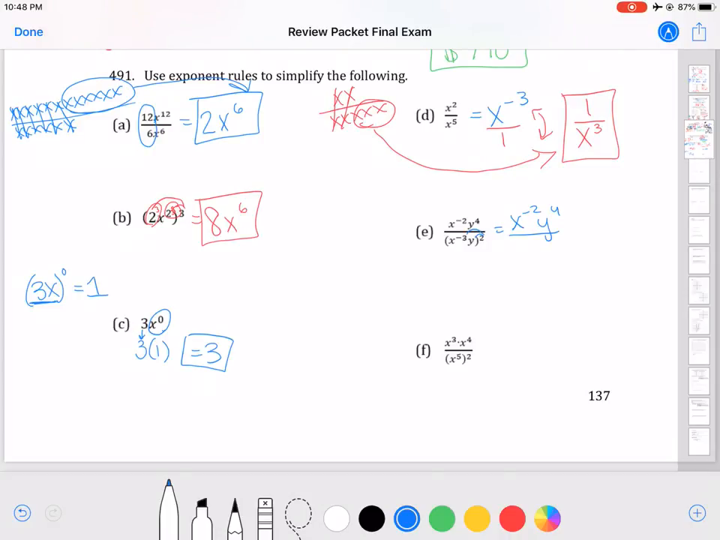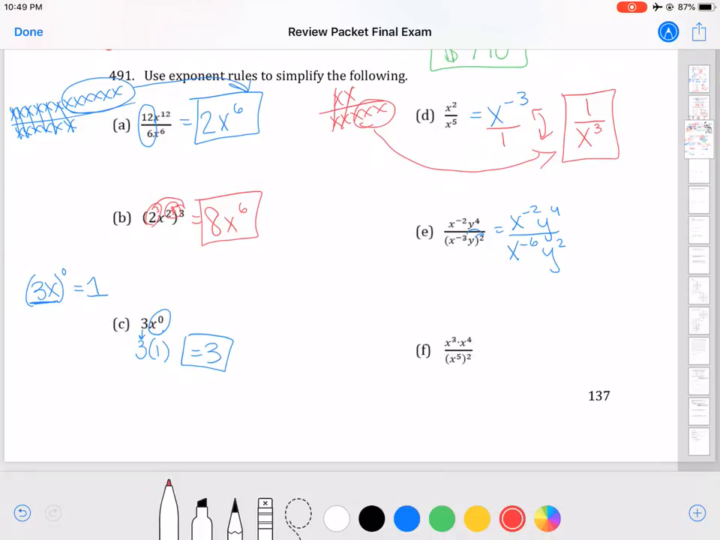x to the negative 3rd squared means I multiply negative 3 and 2, and that gets me x to the negative 6. Now y to the 1st being squared means I have to do that 1 times 2. 1 times 2 is 2, so y squared is what I end up with.